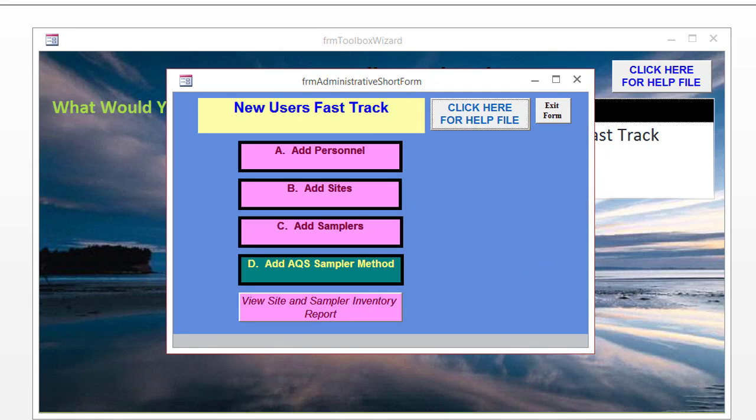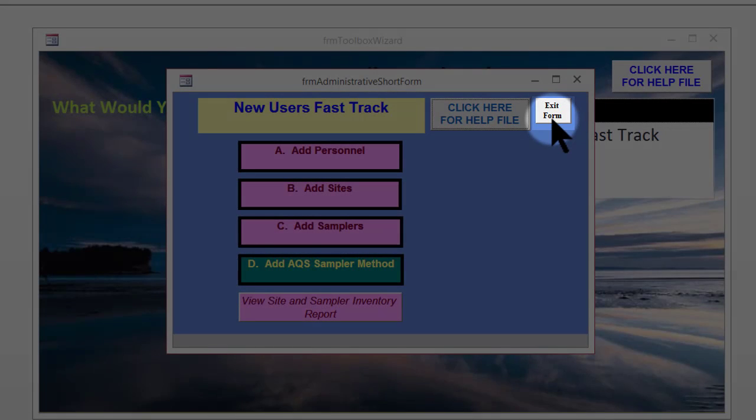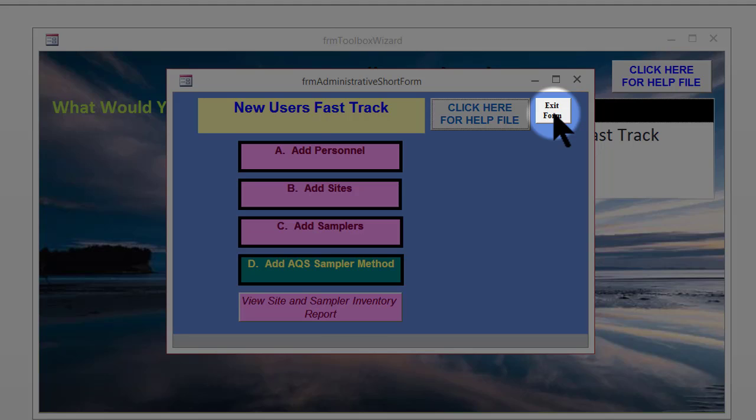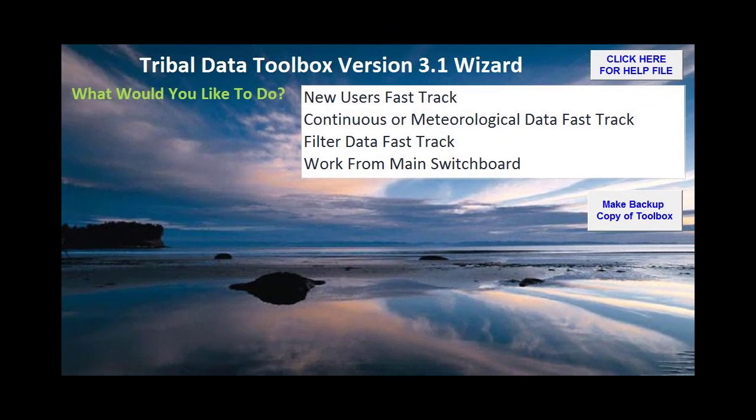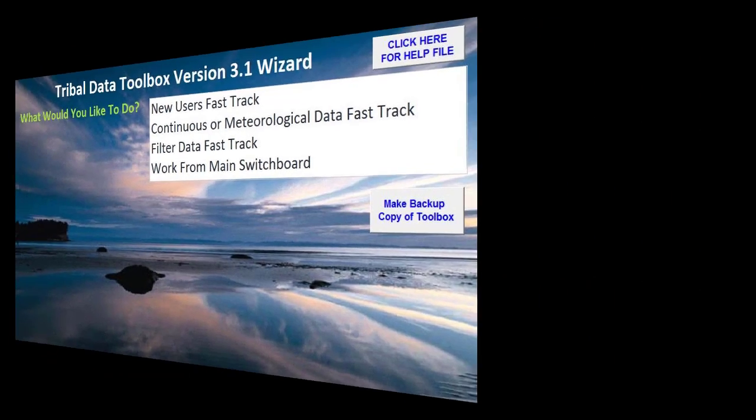So what I need to do is close the new user's fast track, and I can do that by clicking on the Exit Form button that's in the upper right corner of the form. So I'll go ahead and do that. And now I'm back to the opening screen of the toolbox. For editing sampler data, I have to work from the main switchboard, and that's the fourth option in that list. So I'll go ahead and click on Work from Main Switchboard.